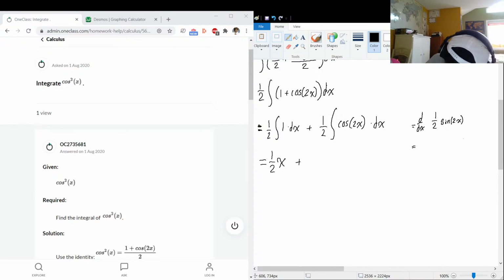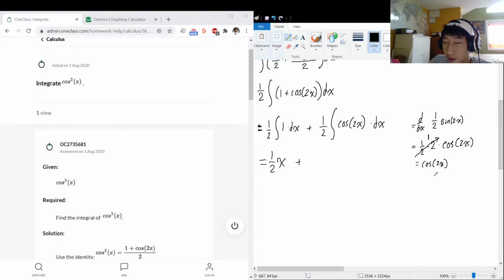is going to be 1/2 times 2, because that's the internal derivative, times cos 2x, which is just equal to cos 2x. That's because the 1/2 and the 2 neutralize each other. So they just become multiplied by 1, and we don't really need to write that, because that's just multiplying by 1. All right, cool, that's beautiful.